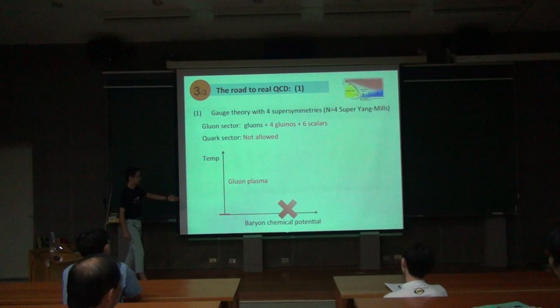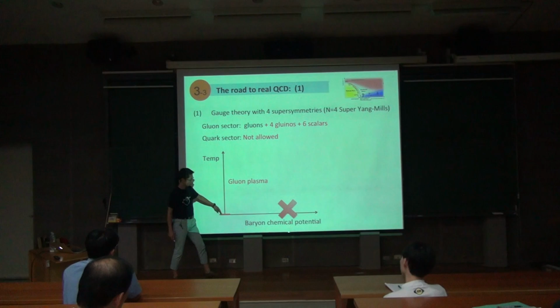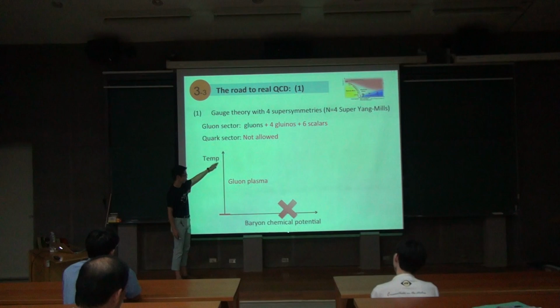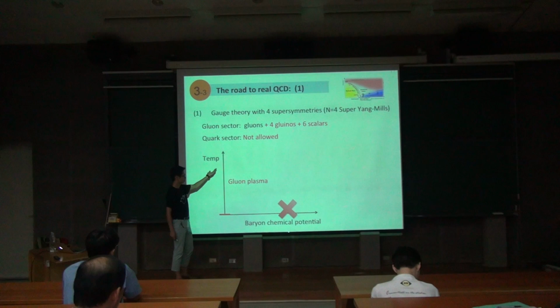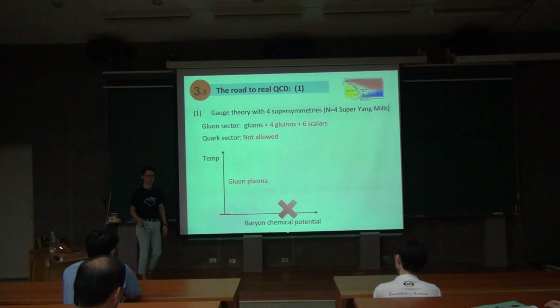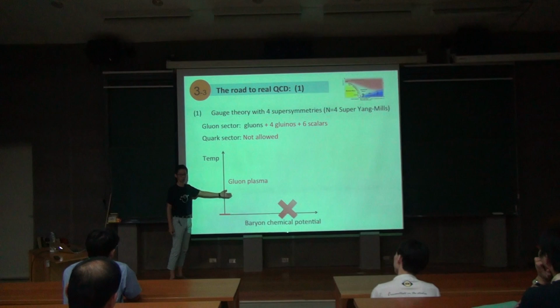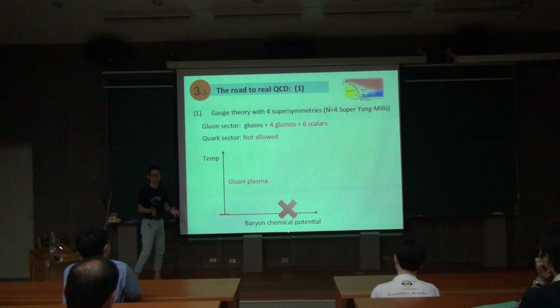And for this theory, using the gravity dual, the phase diagram is given like this. Here, of course, there is no quark, so you cannot turn on the density. On the other hand, you can turn on the temperature. And in temperature, even though you have a temperature, there is no phase transition. It's just a gluon plasma. But please keep in mind that this phase diagram is still non-trivial. This theory is strongly coupled, so without using superstring theory, you never know what the phase diagram is.